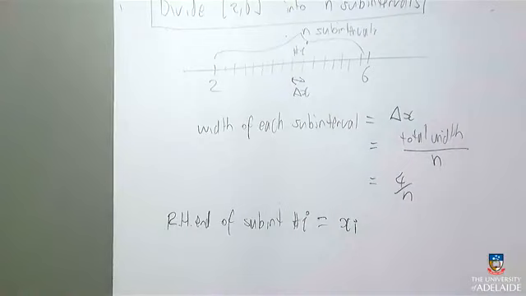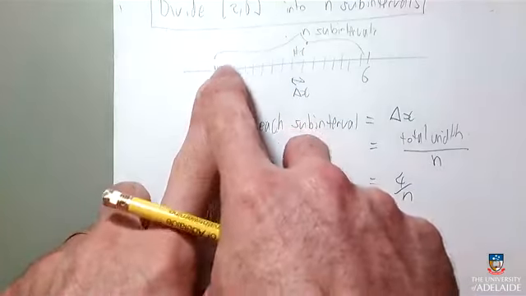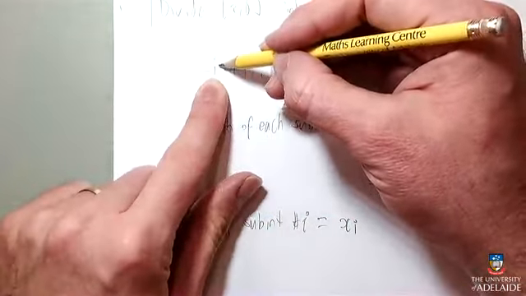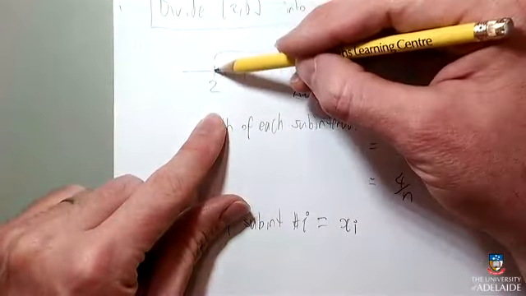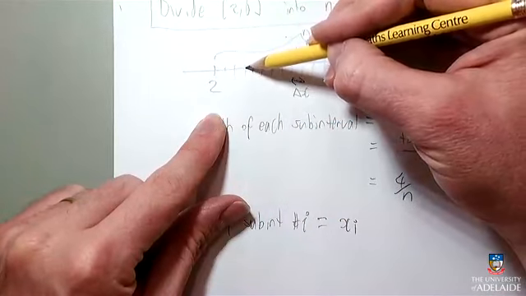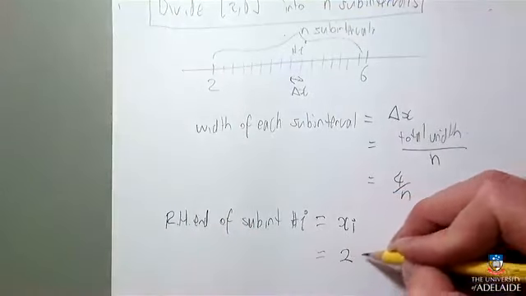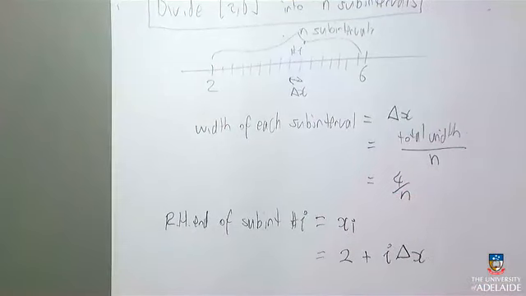Okay, and I need to figure out how to calculate that. So the best way I know is to realise that I start at 2 and I add on i lots of delta x to get to the end of interval number i. So to get to the end of interval number 1, I'd start at 2 and add on 1 lot of delta x. To get to the end of interval number 2, I'd start at 2 and add on 2 lots of delta x. To get to the end of interval number 3, I'd start at 2 and add on 3 lots of delta x. So it's starting at the left-hand side and adding on i lots of delta x. That's how you get to the right-hand end of subinterval number i.